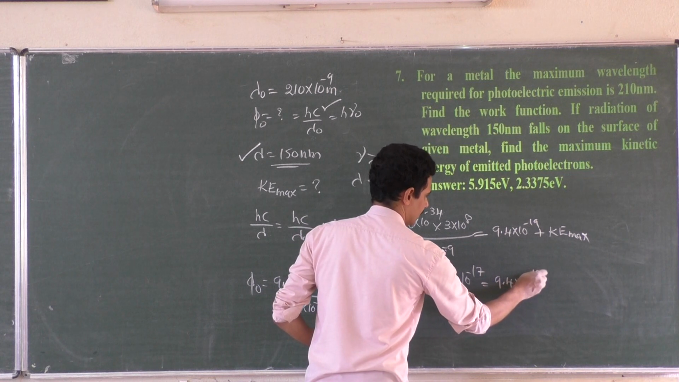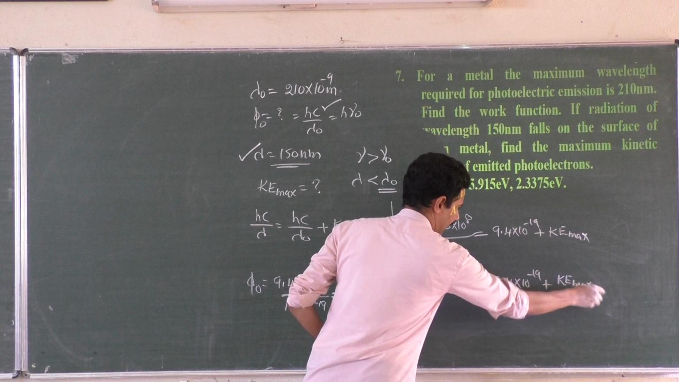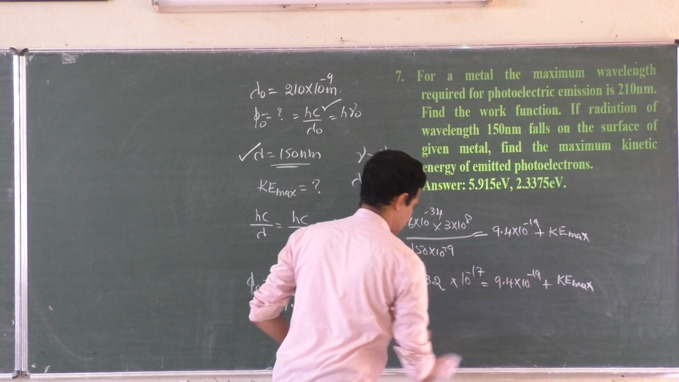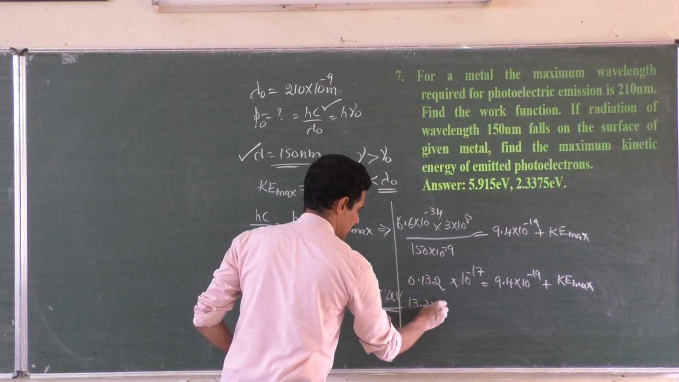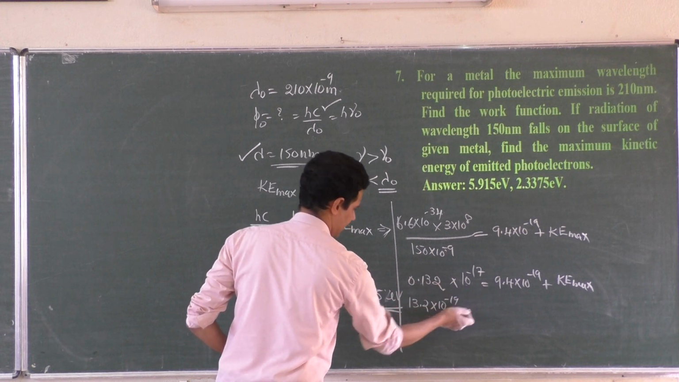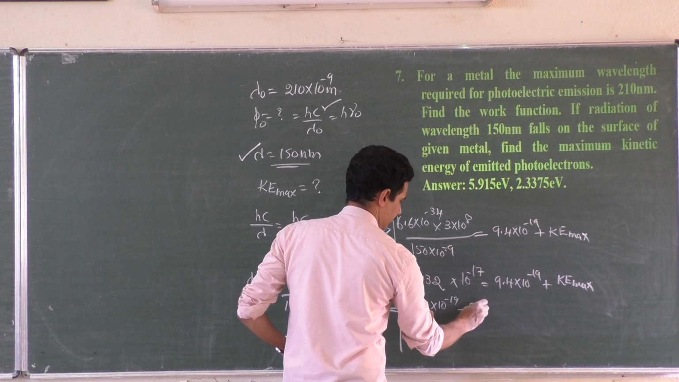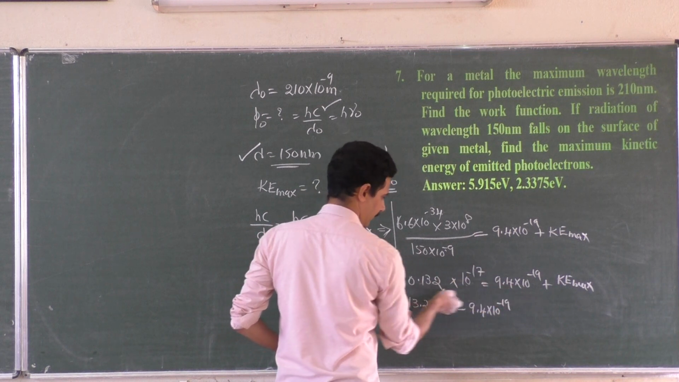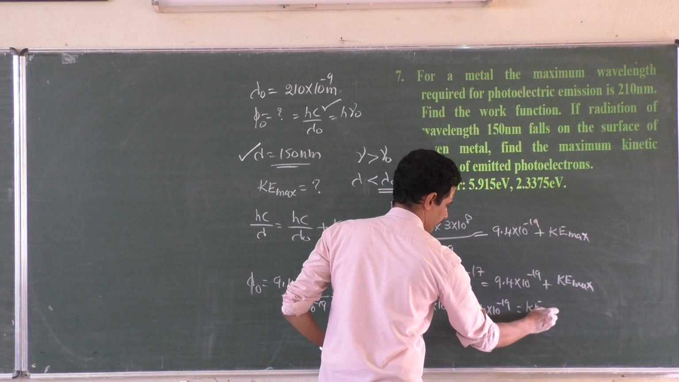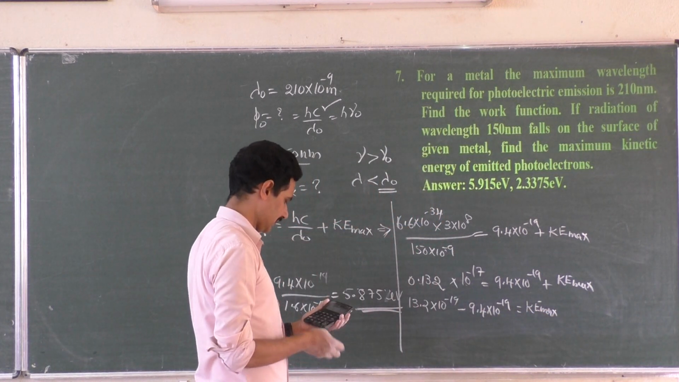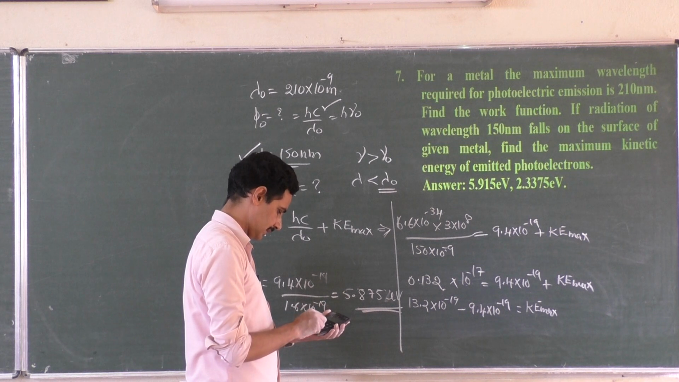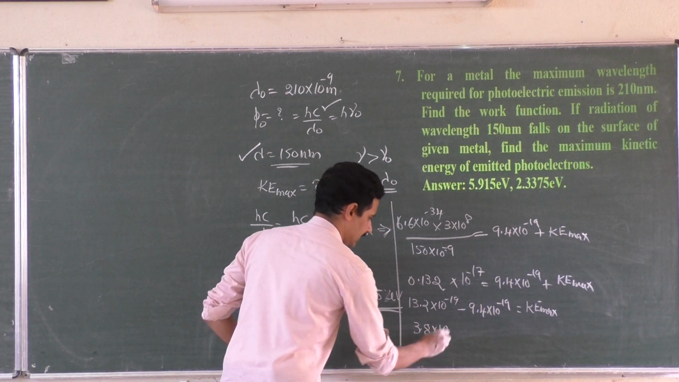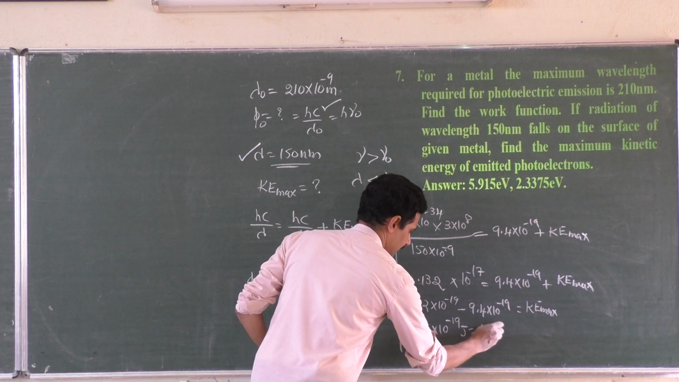9.4 into 10 to the power minus 19 plus the maximum kinetic energy, for the highest energetic electron which has come very close to the surface. It has used less energy to come out, so it has more kinetic energy. This can be written as 13.2 into 10 to the power minus 19, multiplying and dividing by 100, minus 9.4 into 10 to the power minus 19. Bringing this here, it is equal to the maximum kinetic energy. What is the answer? 13.2 minus 9.4 is 3.8. 3.8 into 10 to the power minus 19 joules is the maximum kinetic energy.